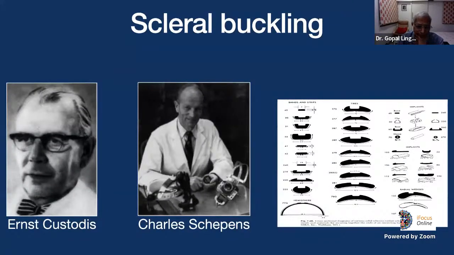Coming to scleral buckling, two people you definitely need to remember are Ernst Custodis and Charles Schepens. Custodis described the technique, which we adopt now, and Charles Schepens described it in much more detail and was also responsible for popularizing binocular indirect ophthalmoscopy with scleral indentation. And he also invented a plethora of scleral buckles, which we use routinely even today, the solid silicone implants.